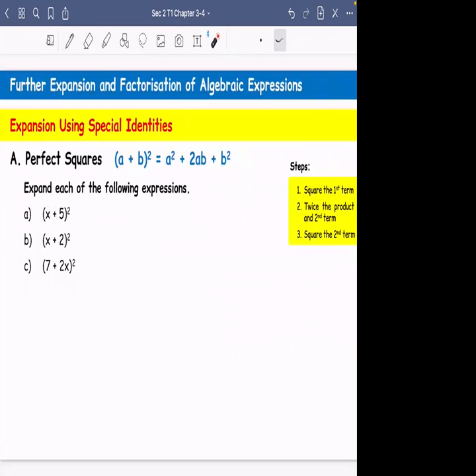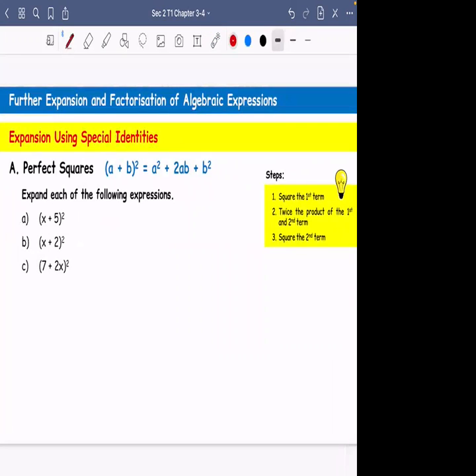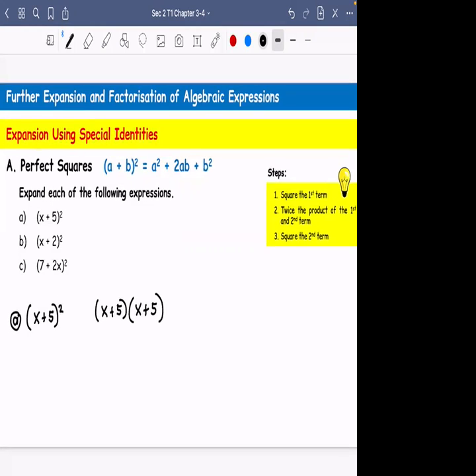So let's have letter A. Now for letter A, let me write it here. So we have x plus 5 squared, right? Now, this is the long method, class. It may take a while. The long method tells us that x plus 5 is multiplied by x plus 5 again. And then what do we do?